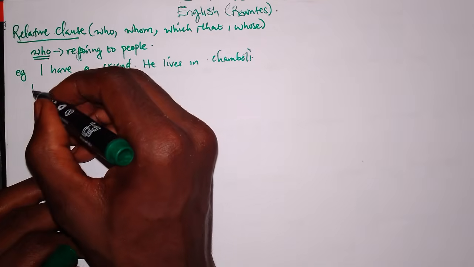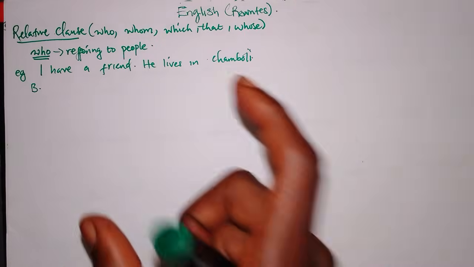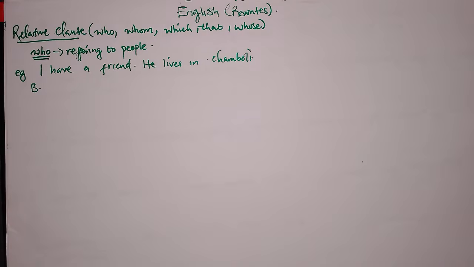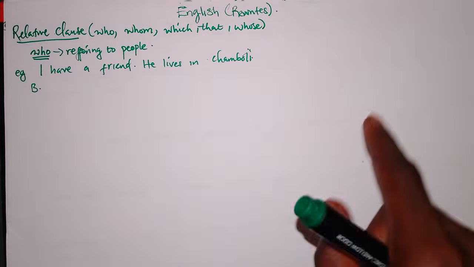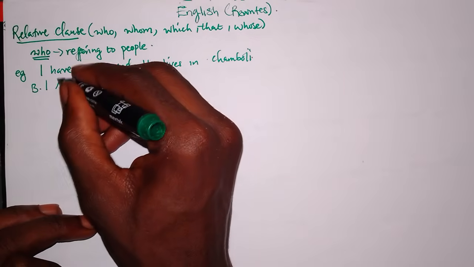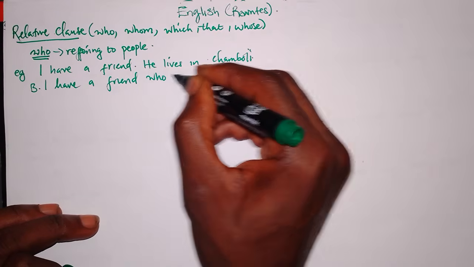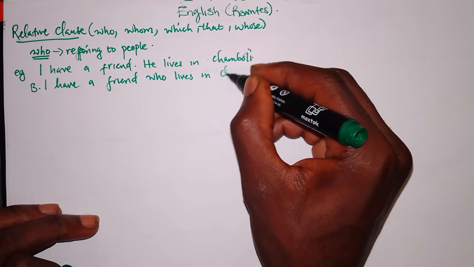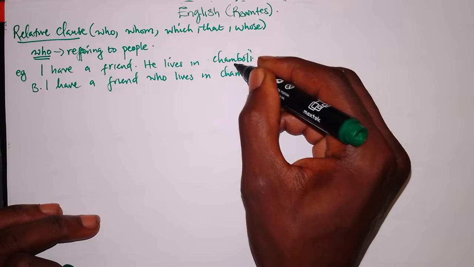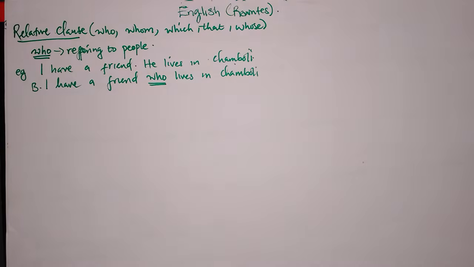So then you are asked to join these sentences using the relative clause. Since we said you are talking about a friend, and a friend is a person, we are going to use who to join these two sentences. So you can say, I have a friend who lives in Chamboli. So that's how you can join these two sentences into one sentence using the clause who.